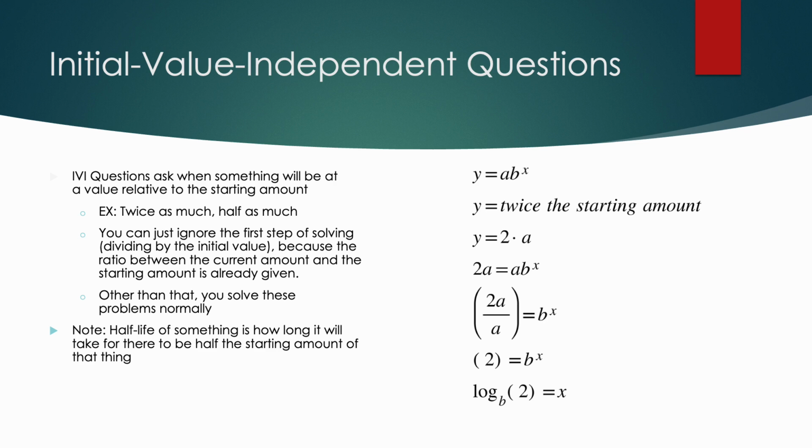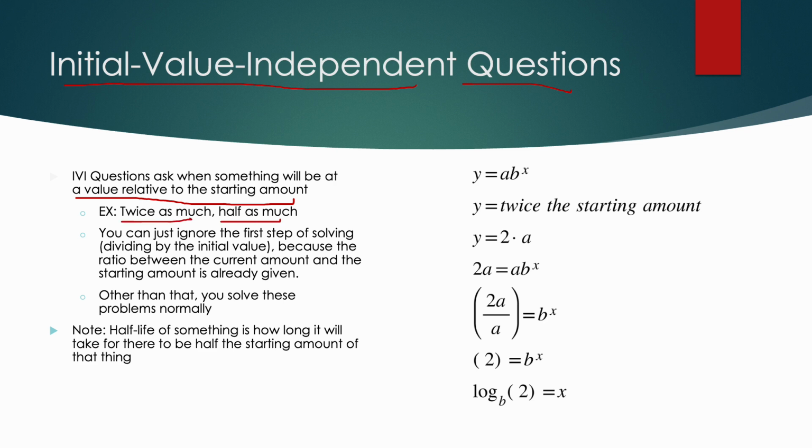Okay, now we're going to have initial value independent questions, and that's a lot of big words bunched together, so it sounds really scary, but this is probably actually the easiest part of this section. What this pretty much means is these questions, instead of asking, oh, when is the population going to be at 20,000, or when is this thing going to have like 10 milligrams left, ask when something is going to have a value relative to the start amount. And so that's going to be like twice as much, half as much.